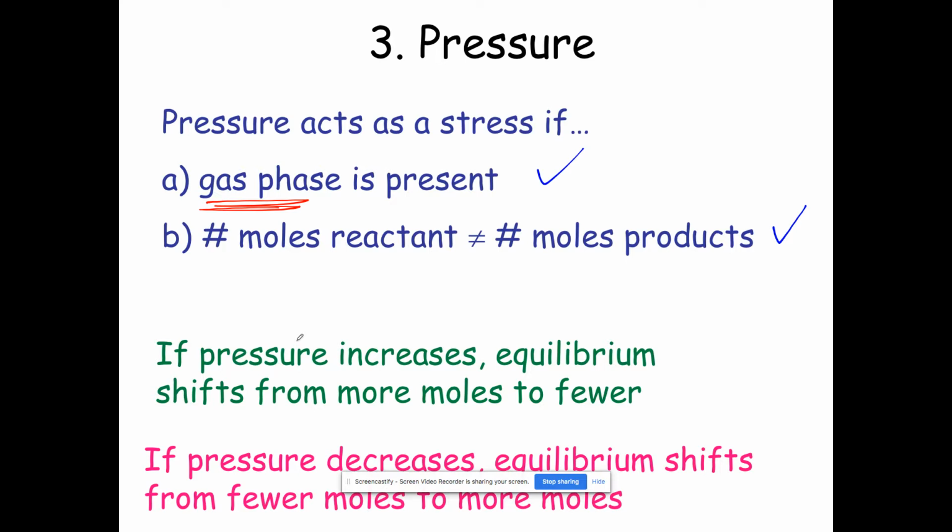If pressure is increasing, equilibrium will shift from the side that has more moles to fewer. If you increase pressure, think about it. The side with more moles is going to have more collisions, which means we're going to go from high concentration to low. So increase pressure, more moles to fewer. If you decrease pressure, your equilibrium is going to shift from fewer to more. Unfortunately, that's just something you need to memorize. There's no reference table for that. But that only affects if you've got these two other conditions met, gas phase and unequal number of moles.